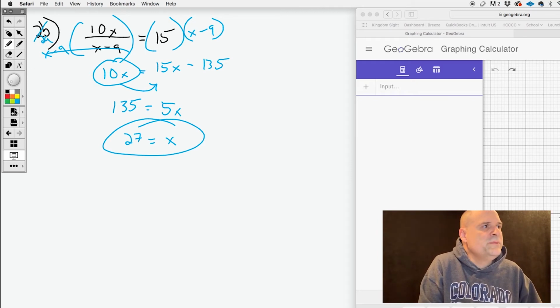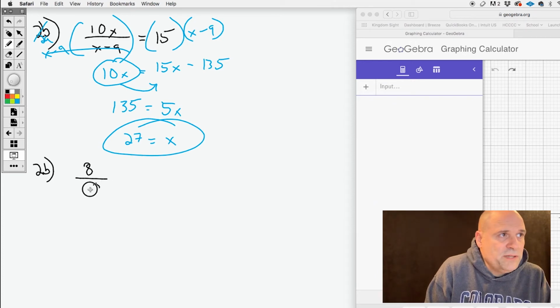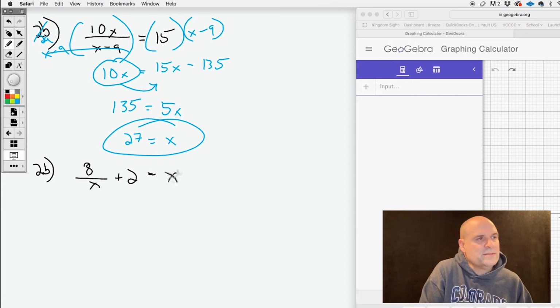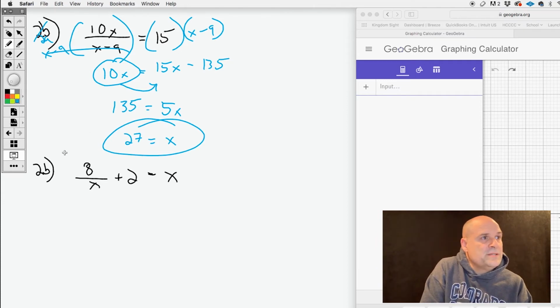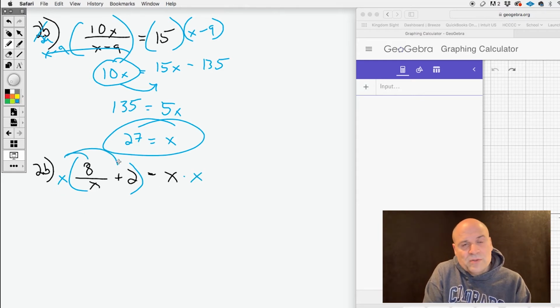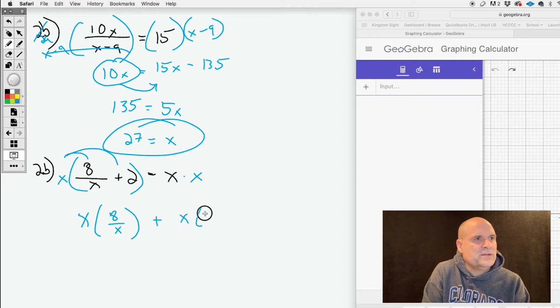All right, here's 2b. 8 over x plus 2 equals x. Let's multiply by the only denominator we see, which is x. So we're going to distribute that x to both of those. Let's just write it out so it's not confusing. So we're distributing the x to the 8 over x and distributing the x to the 2.